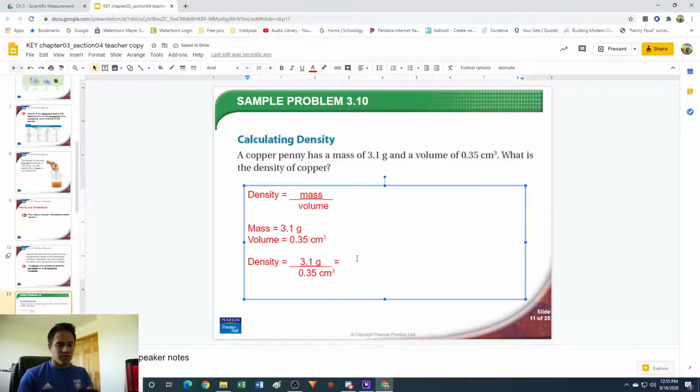So if we take 3.1 divided by 0.35, and we'll of course adhere to significant figures, we'll round to 2 sig figs, we will get 8.9 grams per cubic centimeter as our answer. Again, our units here are a fraction. It's units of mass divided by units of volume. So this is our final answer here. Just a basic division problem, not too difficult. All right.